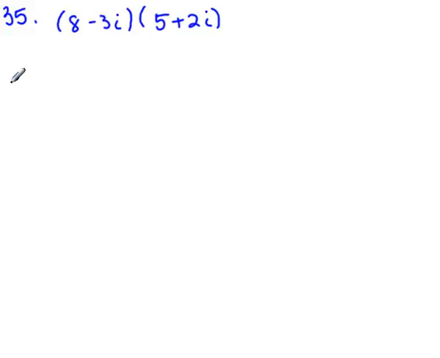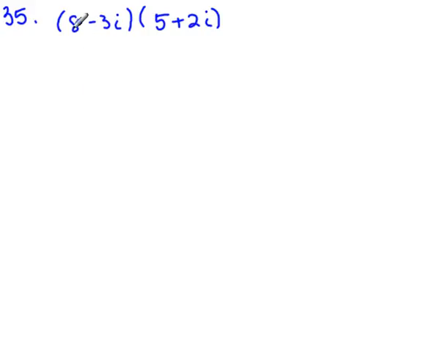Problem number 35 says perform the operation and write the answer in a plus bi form. Remember, you can do this in your calculator. You just have to make sure that you have changed your calculator's mode to a plus bi, which is toggle down to real and go right 1 to a plus bi. So be sure to do that if you're going to use your calculator.